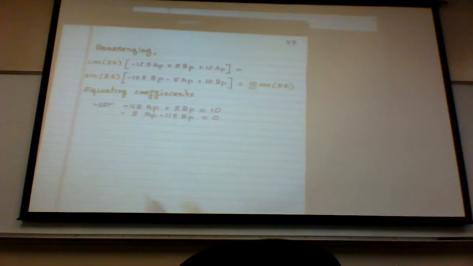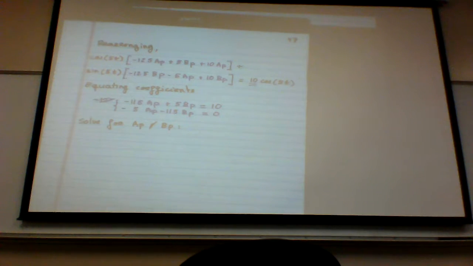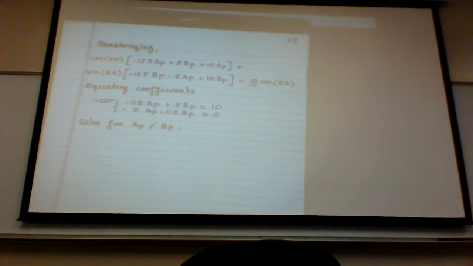Okay, so now that we have this, what do we do? Solve for AP and BP. I mean, 115 divided by 5 should be 23. So we could multiply this one by 23 and subtract, no? But then we have 23 times 115. So it should be pretty small values. So BP will be pretty small.